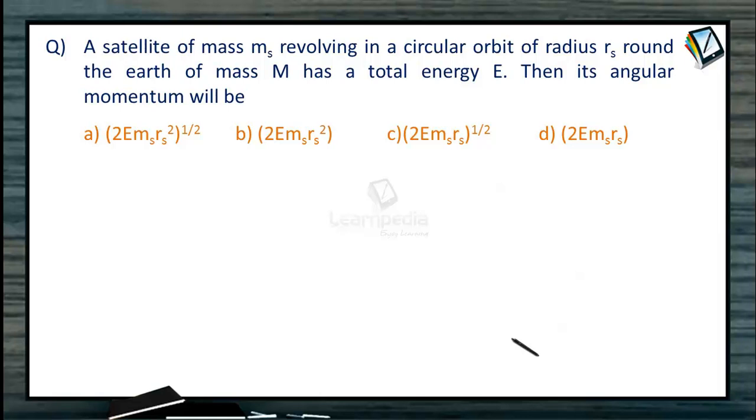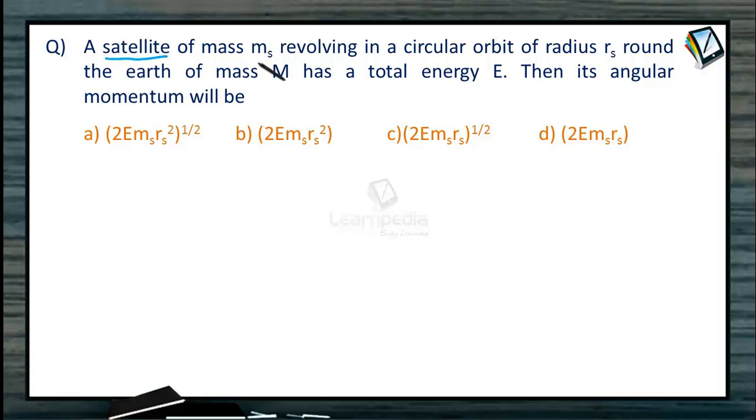Question. A satellite of mass ms revolving in a circular orbit of radius rs around the earth of mass capital M has a total energy capital E. Then its angular momentum will be. Now this is for the satellite.